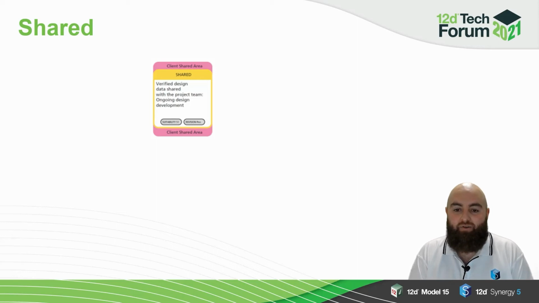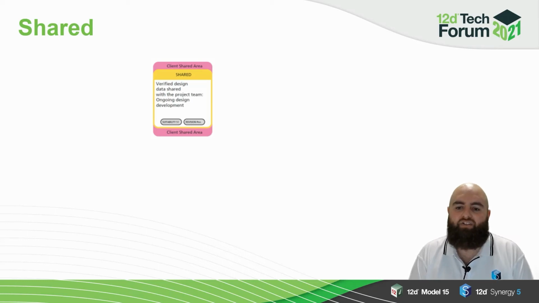Now, even though nothing has been approved for issue for construction, nothing has been formally delivered, it's simply shared. So you might share information with a client to review, you might share it with other parties or roles internally, you might share it between consultant and contractor, you might share it with the delivery authority.